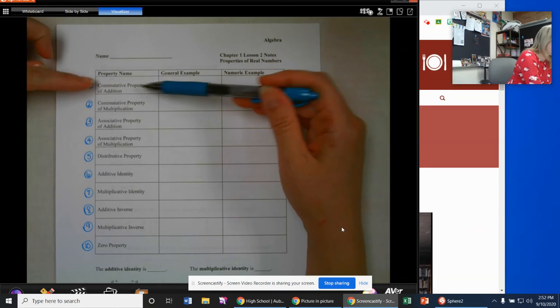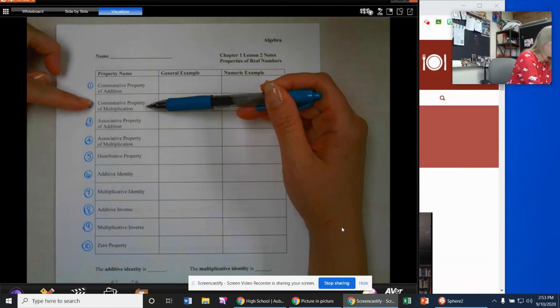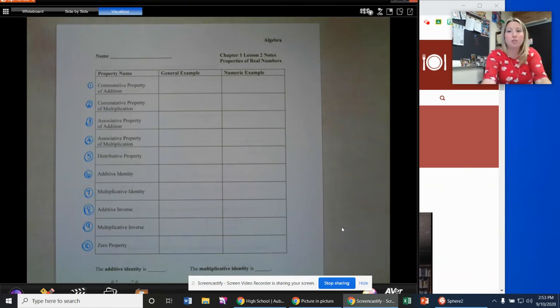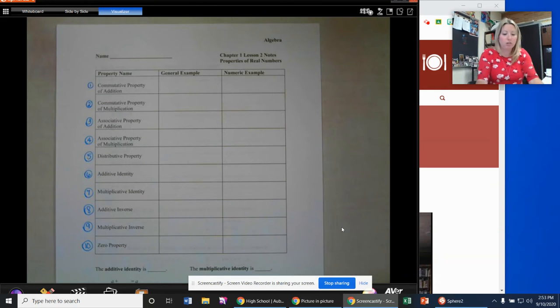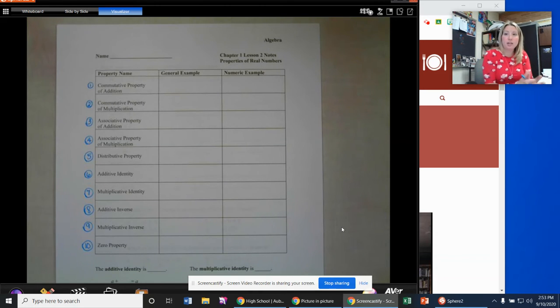So here we are. We're going to start with the commutative property of addition and the commutative property of multiplication. So there are two commutative properties, one of addition, one of multiplication. They do say the same thing: you can switch the order that you're adding two numbers in, and you will get the same result. You can switch the order that you're multiplying two things together in, and you will get the same result. That's what the commutative property is telling you.